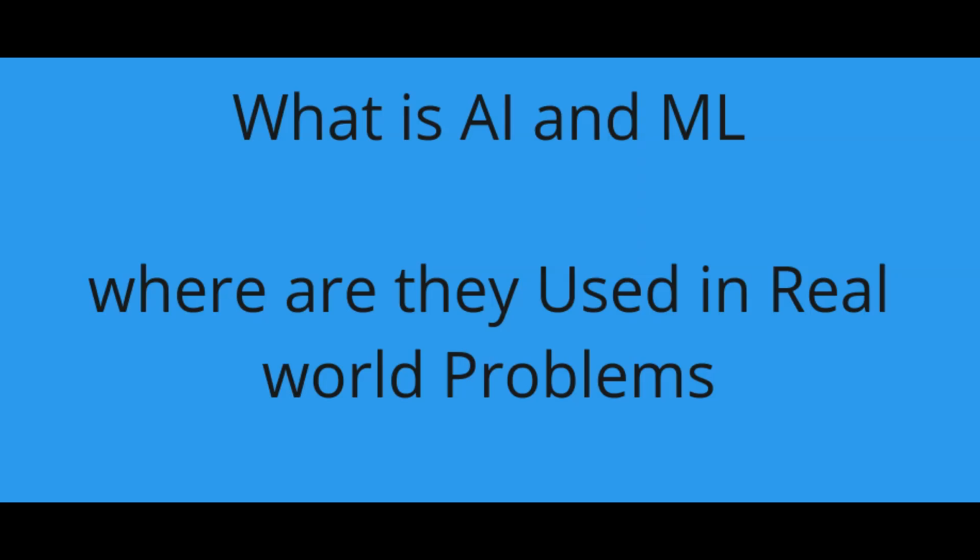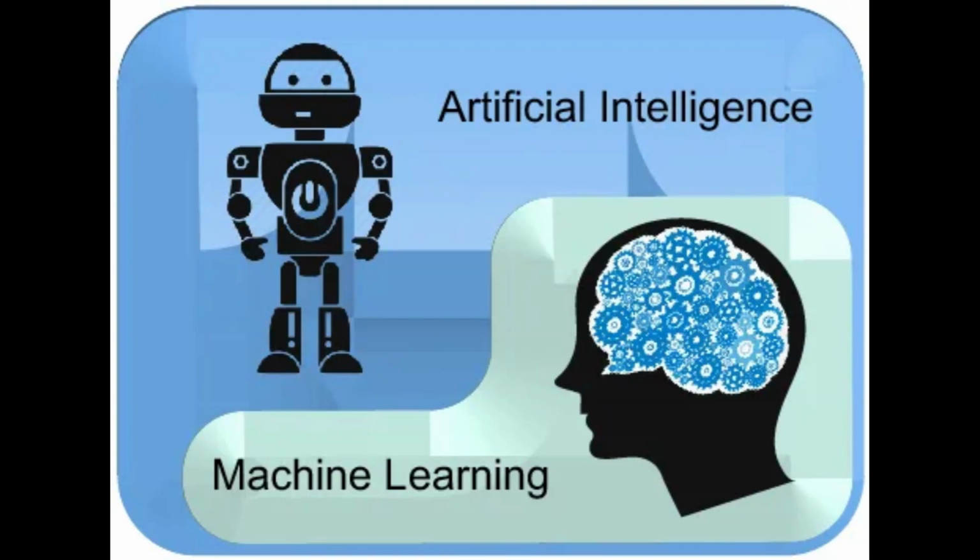So let us first start with the very basic question: what are AI and ML, and where are they used in real world problems? AI stands for artificial intelligence and ML stands for machine learning. They both are closely related fields that are revolutionizing the way we interact with computers.